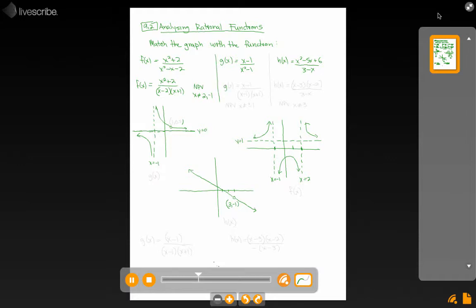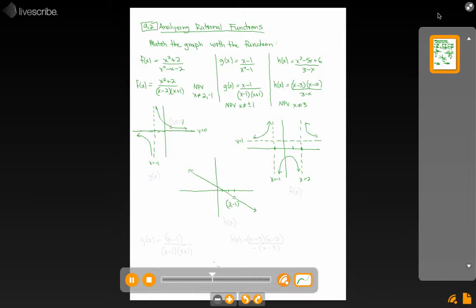So g of x could be written as x minus 1 over x minus 1 times x plus 1. So again, just looking at non-permissible values, x can't equal plus or minus 1 for g of x. For h of x, we have h of x equal x minus 3 times x minus 2 over 3 minus x. And our non-permissible value is that x can't equal 3.